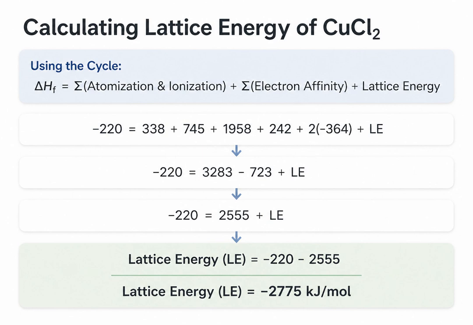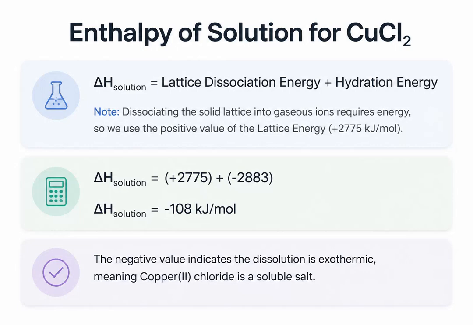This large negative value represents the massive amount of energy released when these gaseous ions combine to form the solid crystal lattice. We can use this lattice energy to determine the enthalpy of solution for copper-2 chloride. The process of dissolving a salt involves 2 theoretical steps. First, breaking the solid lattice into gaseous ions, and second, hydrating those ions.